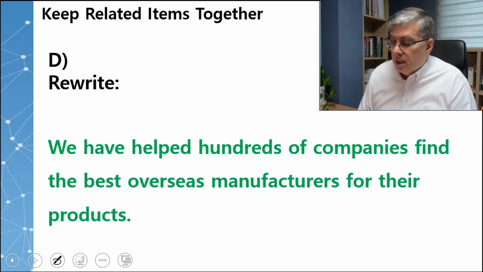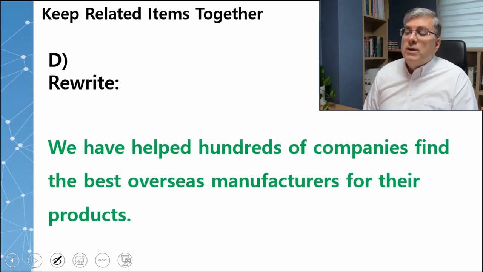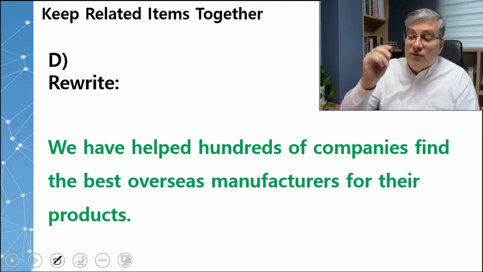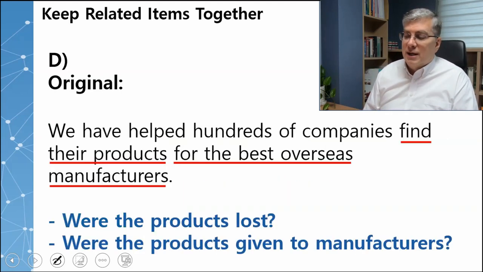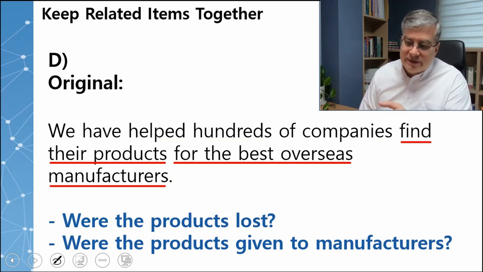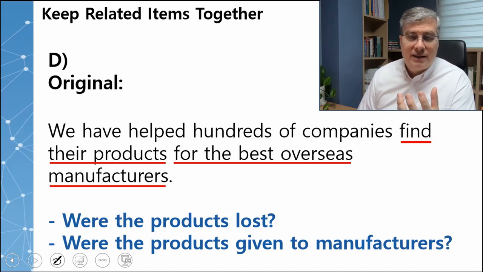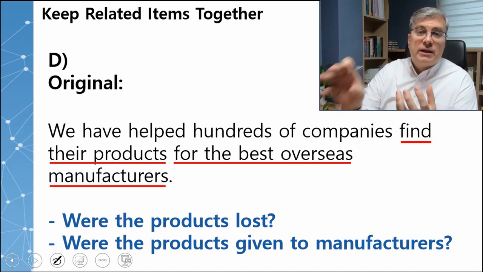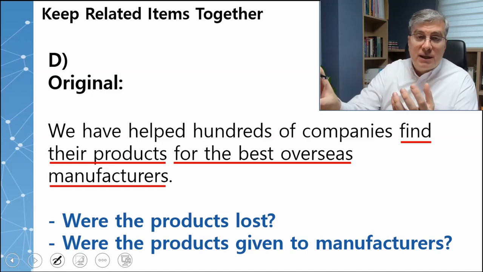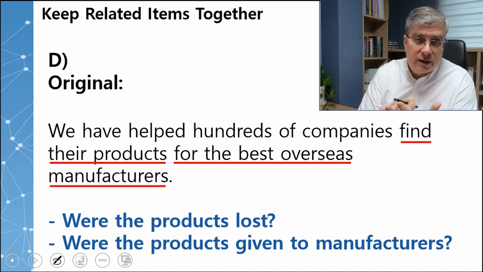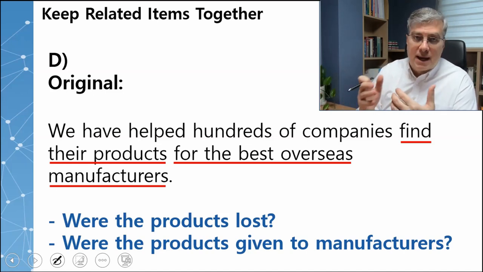How do we rewrite it? Well, we could write it this way. We have helped hundreds of companies find the best overseas manufacturers for their products, right? So basically, the intention of the original sentence is that you are representing a company. It's kind of like a headhunter, right? Instead of finding employees to work at a company, you're finding companies that can give services to other companies, right? Kind of like a middleman.